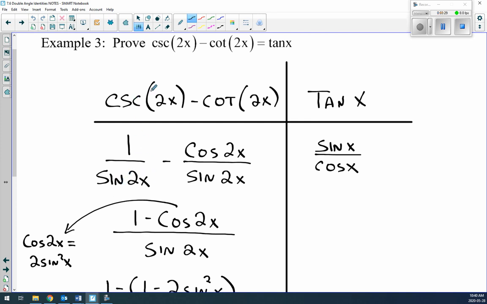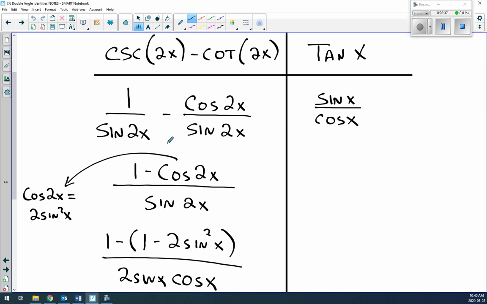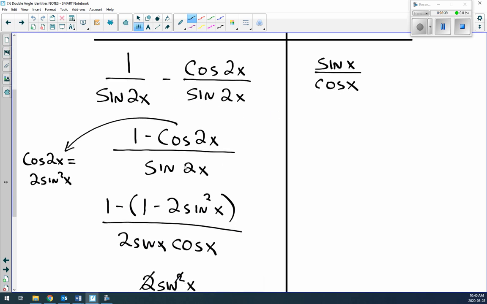The 2x just goes with it like it normally goes. Cotangent 2x is just cosine 2x over sine x. Okay, that works. Now, if you look, do we have common denominators? Yes, we do. So we can just combine the numerators together. So 1 minus cos 2x.